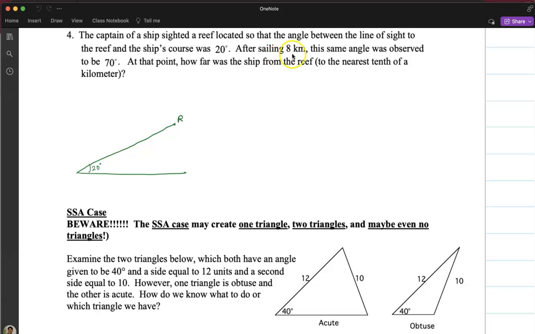After sailing 8 kilometers, so the ship goes 8 kilometers further this way, the same angle was observed to be 70 degrees, drawn from the course. At that point, how far is the ship from the reef? To the nearest tenth of a kilometer. So ABR we can call it. This is the ship's course.